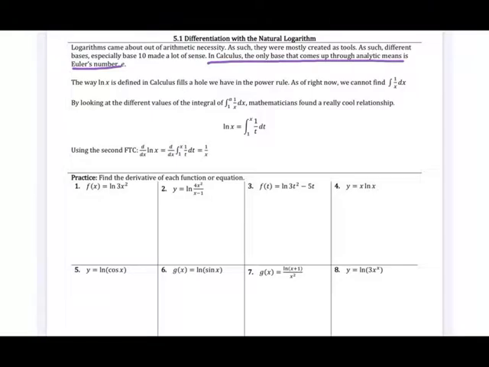And when we talk about e, it makes sense to talk about e when we're talking about natural log because they are inverses of each other. So the way that natural log is defined in calculus helps fill a hole or a void that we have, an error that we have when we have the power rule.